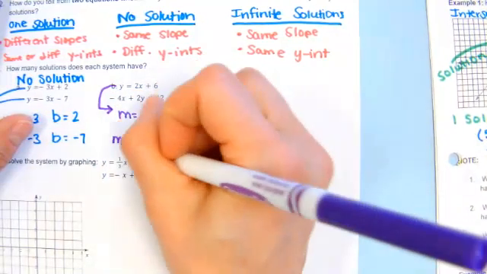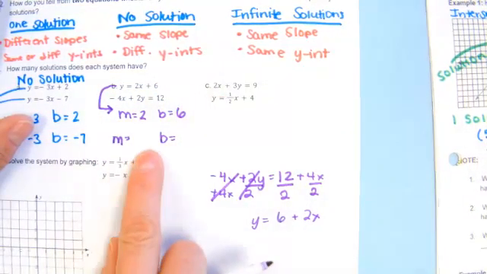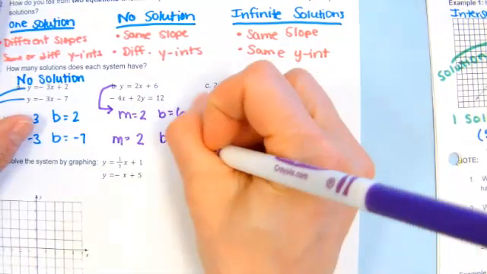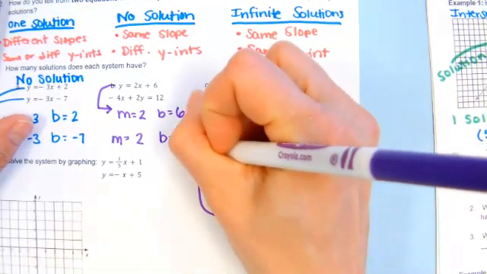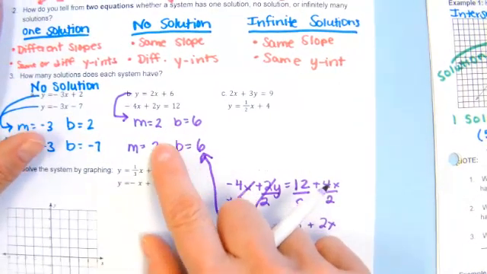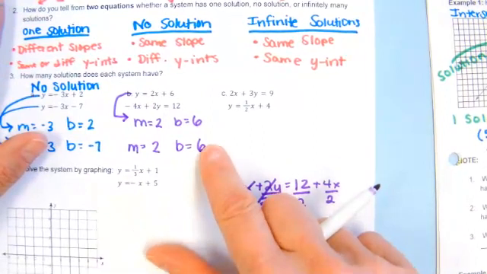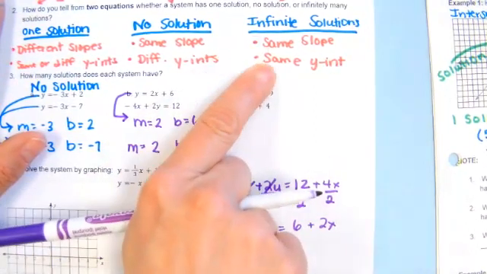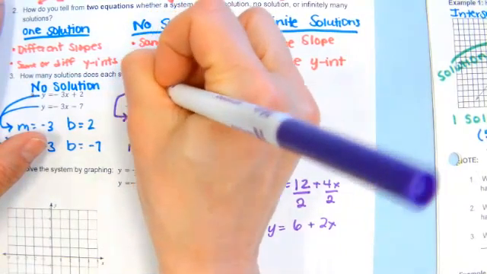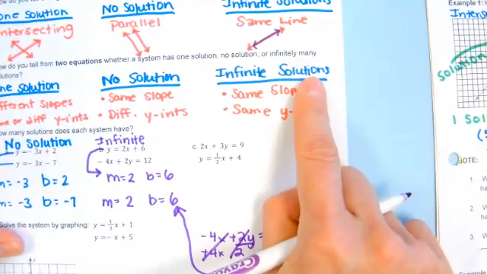So m and b. Remember, m is our slope, and that's the one next to the x. So that's 2. And my y-intercept is the b, not next to the x, and that's 6. So now let's look. We now have the same slope and the same y-intercept. So if you go up to your notes, same slope, same y-intercept, that's infinite solutions. And we know that that's going to graph the same line.